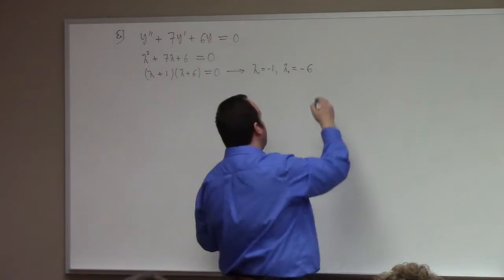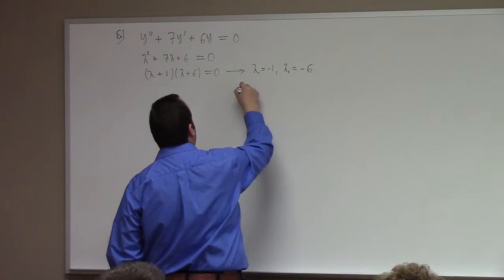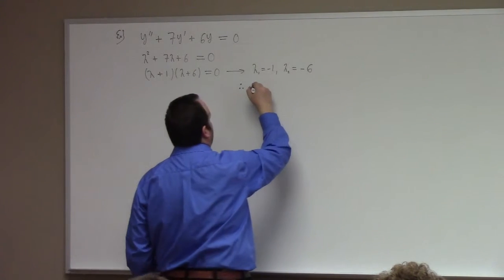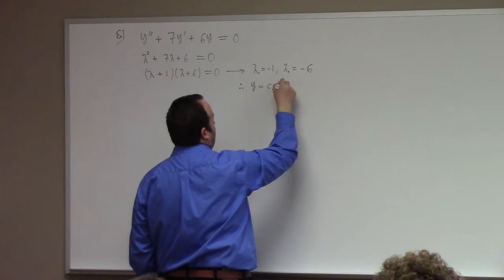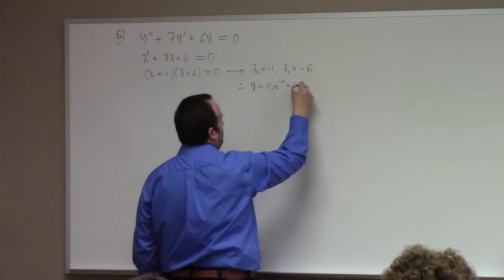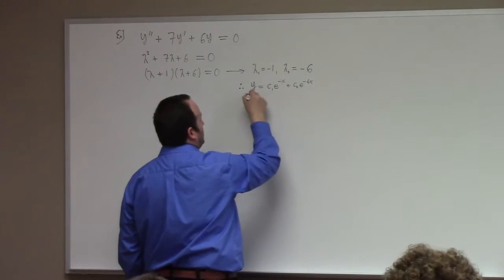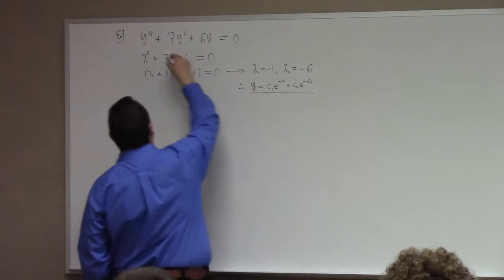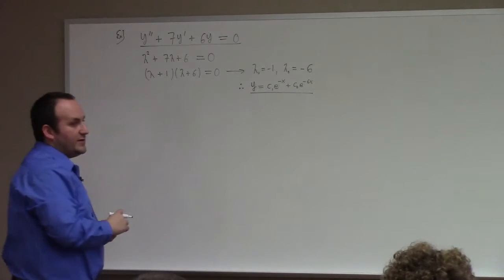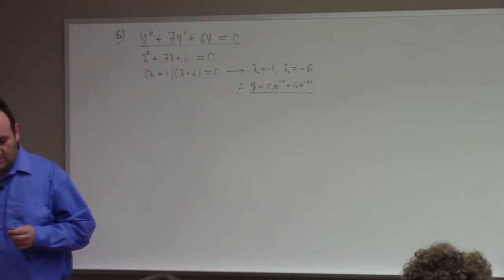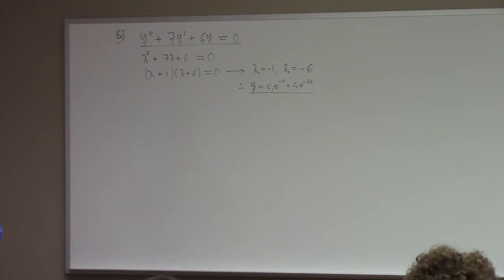And therefore, my general solution has the following form. y is c1 e to the minus x plus c2 e to the minus 6x. So there you go. We solved this differential equation by factoring the corresponding quadratic equation and using the derivation we went through last time.